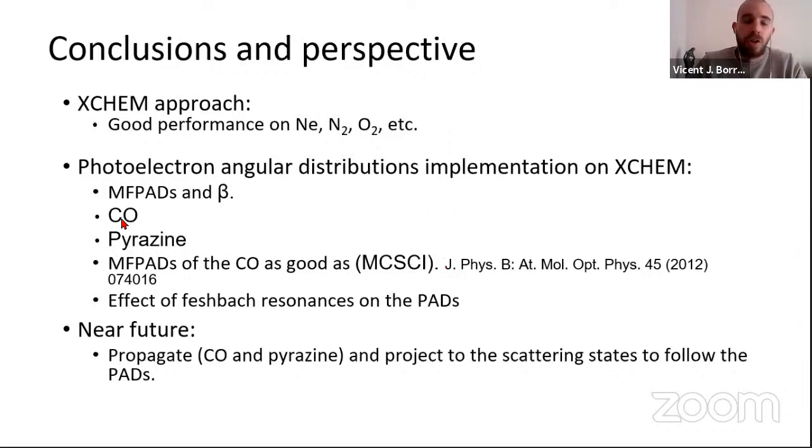And we also have shown the results of carbon monoxide and pyrazine, and we have seen how the presence of Fano-Feshbach resonances is modifying this MF patch. For the near future, we would like to do time-dependent propagations. I say near future, but we are going to do it right now. We have everything prepared to start doing that. We would like to, for example, simulate RABBIT experiments and to propagate the photoelectron wave packet to the scattering state and to follow the photoelectron angular distributions.